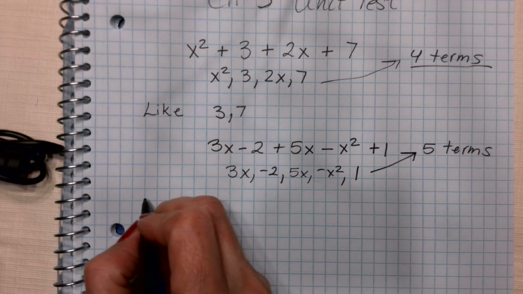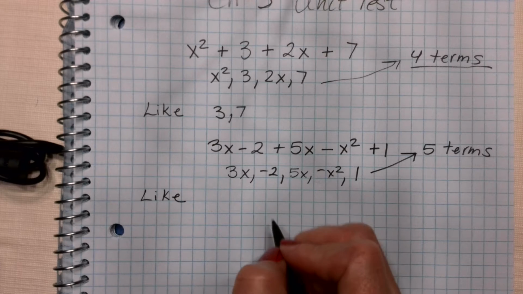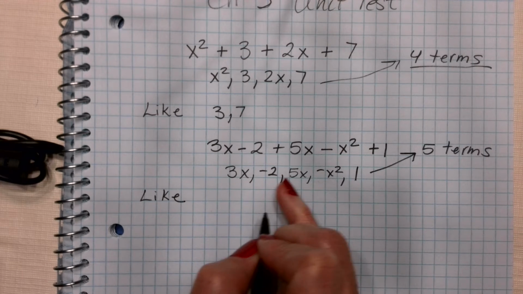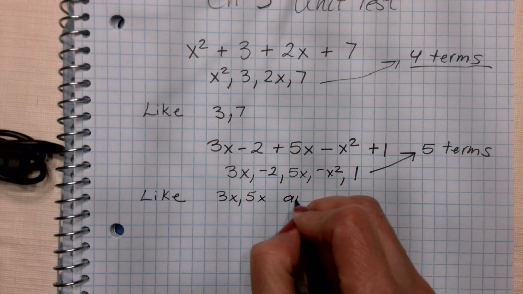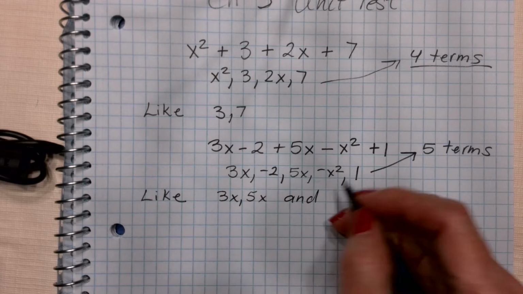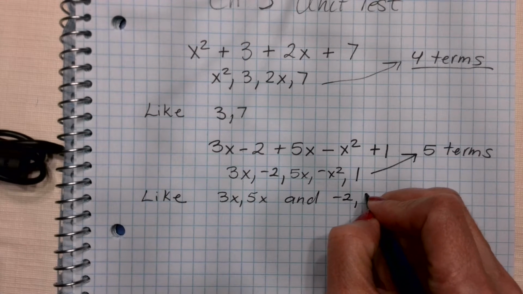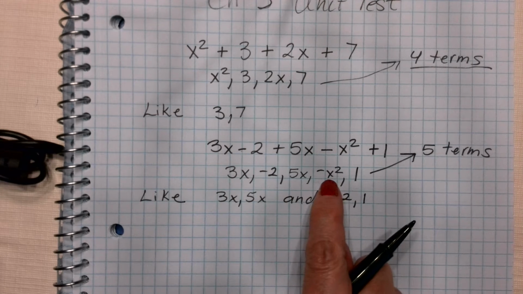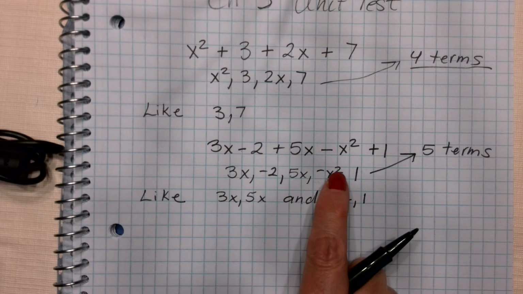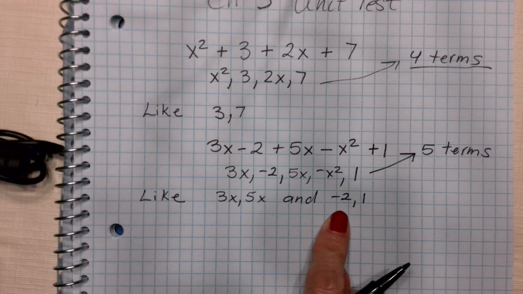Are any of them like terms? Are any of them like each other? So the like terms on this one, well, you have a 3x and a 5x. Those are alike. And you have a -2, which is an integer, and you have a 1. The only one that does not have anything like itself is this -x to the second power, because it's to the second power and there's nothing else to the second power here. So you have 2 sets of like terms in this next expression.